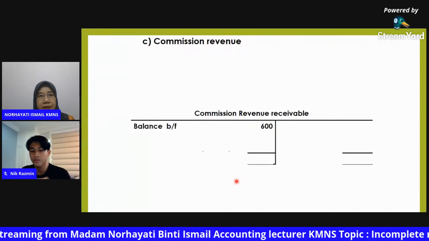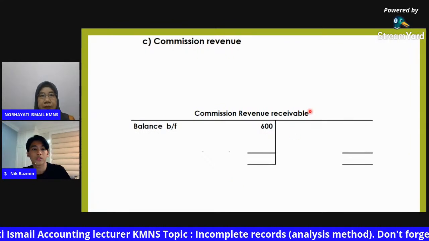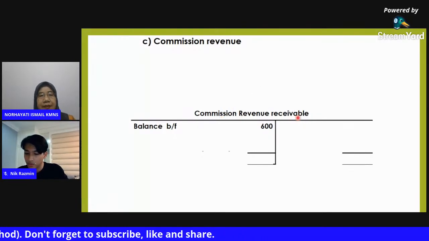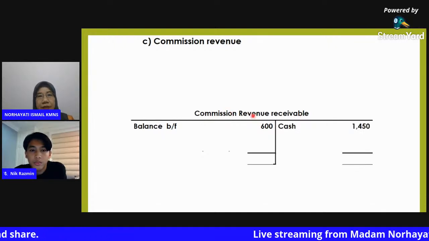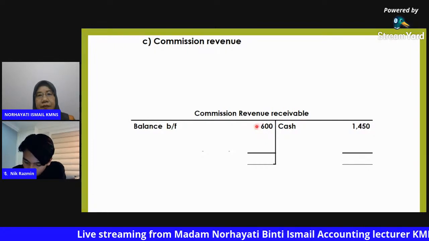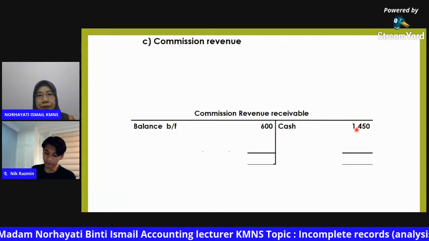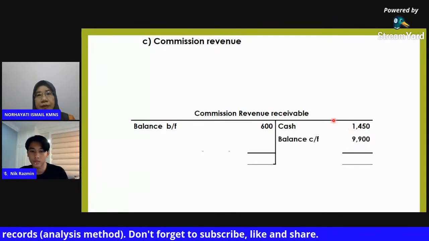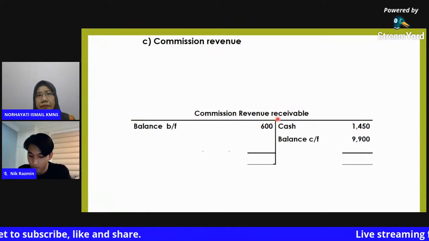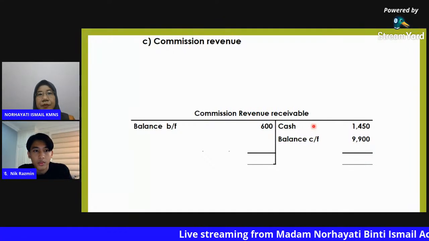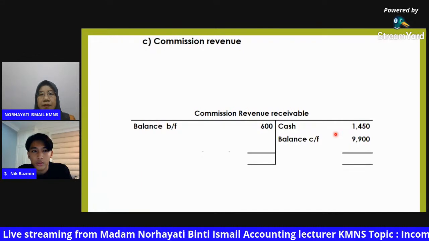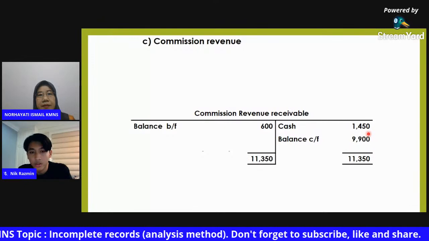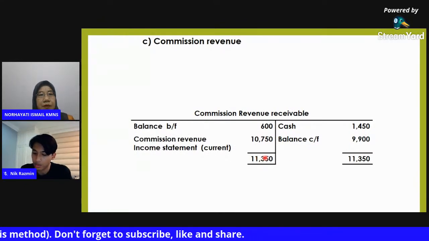Now, another adjustment, this one for commission revenue. So we have to make an adjustment for commission revenue. Commission revenue receivable is an asset. You can get the information from the data given. Number two, you get the information from the cash book. We receive cash: debit cash, credit revenue receivable. This one is from the cash book. And this one, the ending balance, and the missing figure is commission revenue.